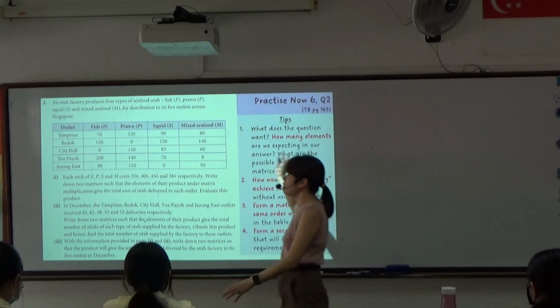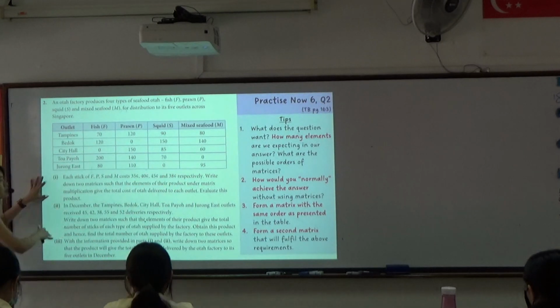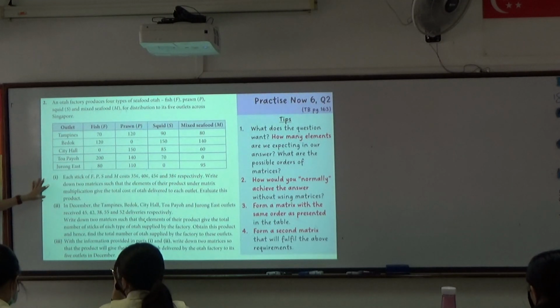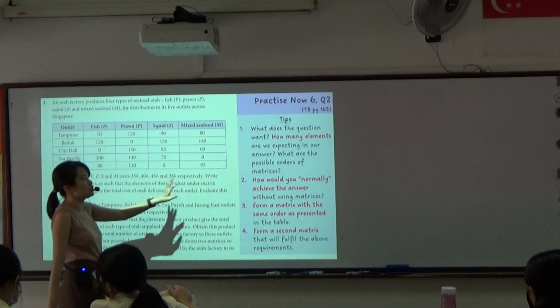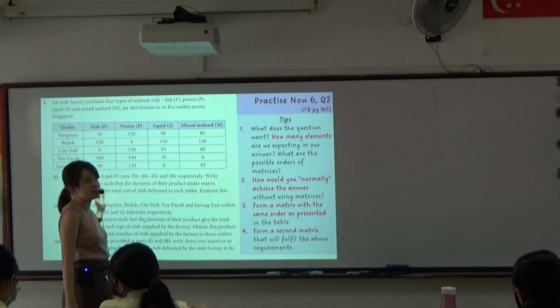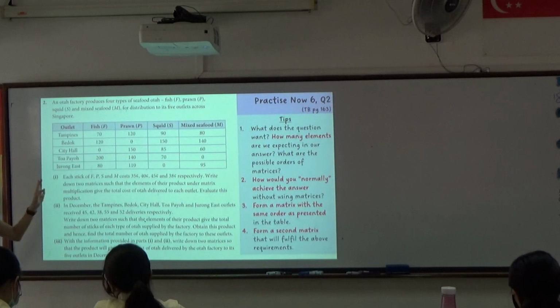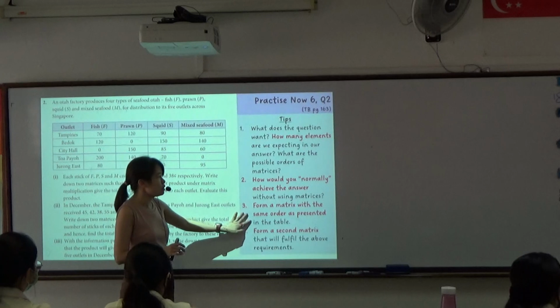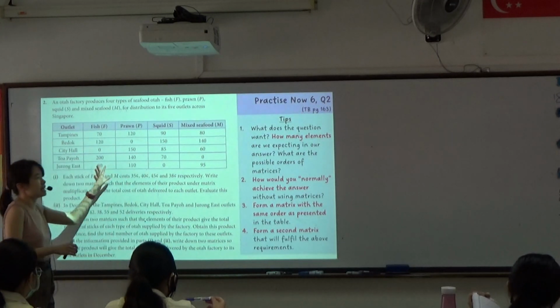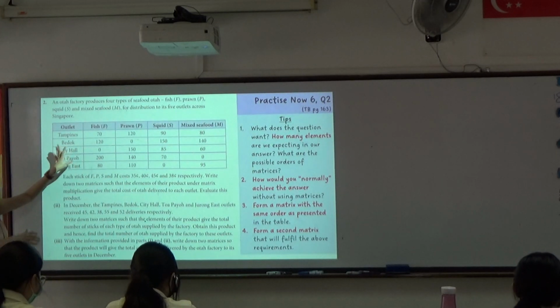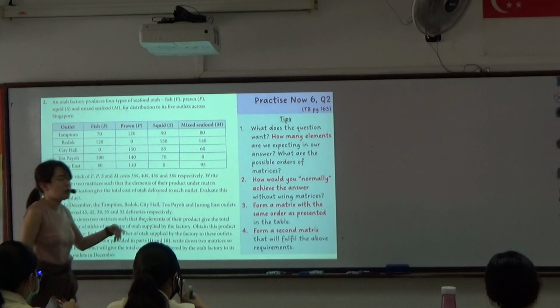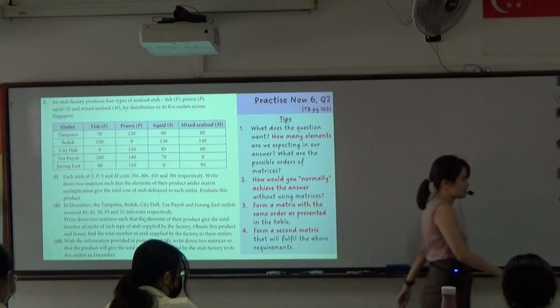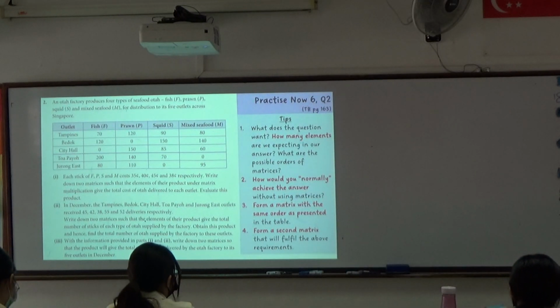So that was how we guided ourselves in solving part 1 yesterday. Then we also thought about how we will normally achieve the answer without using matrices. That will help you think about how we are supposed to go about multiplying and doing our calculations. Then we want to form a matrix with the same order as presented in the table, so usually no change to the order of the matrix. And then we also figure out what is the second matrix. Today I want us to look at part 2.